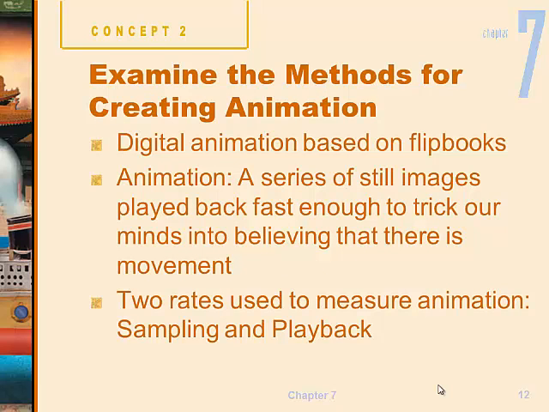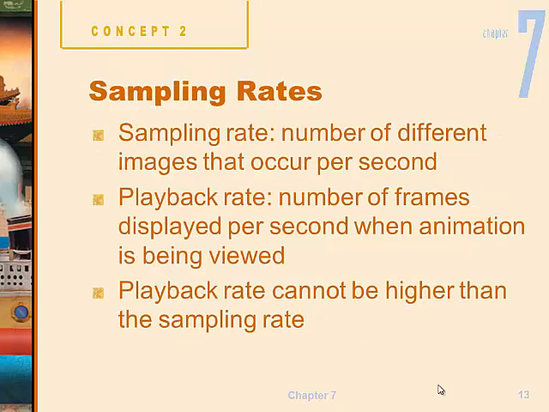Alright, digital animation based on flipbooks. A flipbook is a sequence of slightly different visual images that is compressed and then played back to convey a sense of motion. Two rates used to measure animation are sampling and playback. Sampling rate is the number of different images that occur per second, and the playback rate is the number of frames displayed per second when the animation is being viewed.